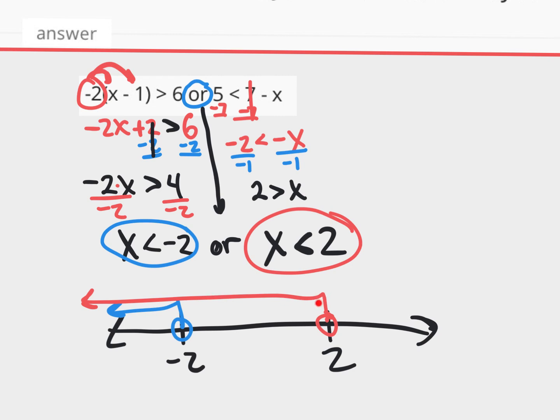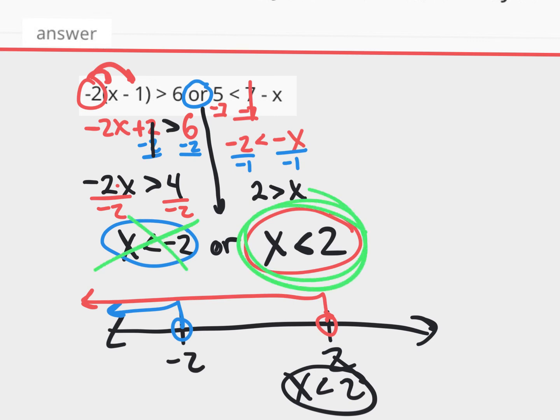So right here, it starts right here. It doesn't exist over here, but it starts existing at the open dot at 2 and to the left. How do I say that? That means x is less than 2. That's the only answer, so you're not going to write this one down. You're only going to write this one down: x is less than +2. I hope that makes sense.